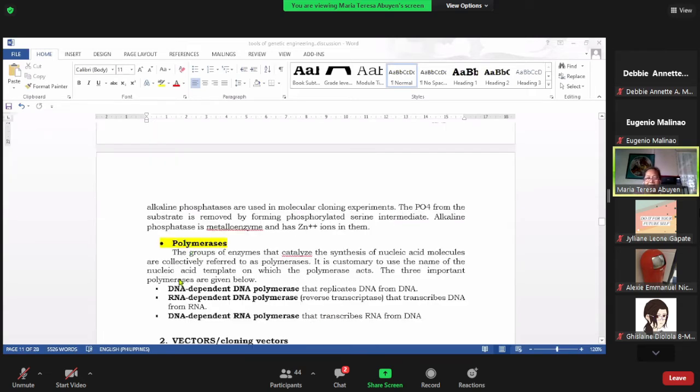Anong gamit ang polymerases? We have 3 important polymerases given here. The DNA-dependent DNA polymerase that replicates DNA from DNA, which I think we have discussed in replication. We have the RNA-dependent DNA polymerase, or the reverse transcriptase, and the DNA-dependent RNA polymerase that transcribes RNA from DNA.